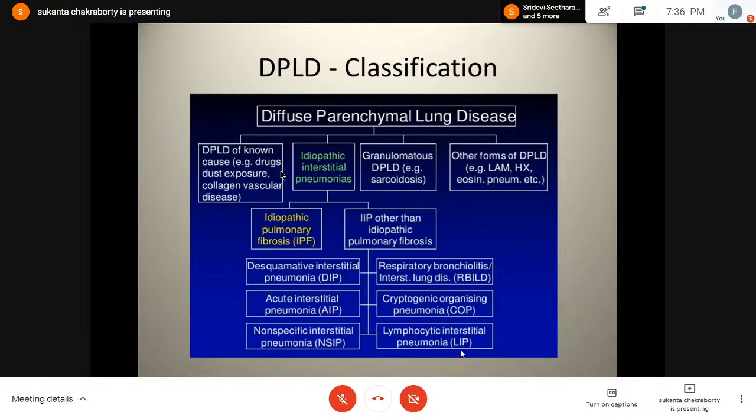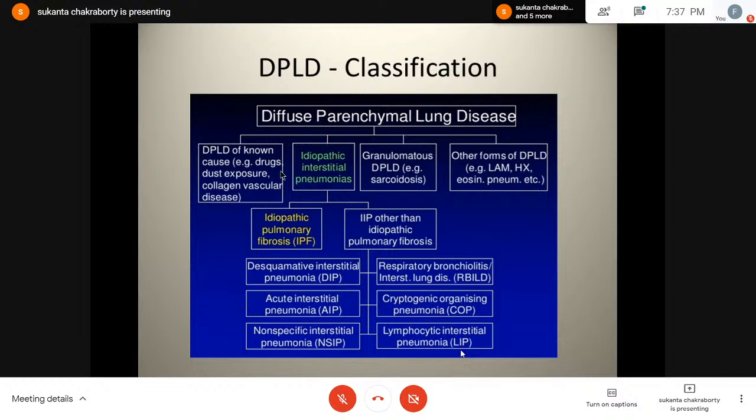This is the most famous, or rather most infamous, group of ILDs: IPF, or idiopathic pulmonary fibrosis. Then there are other IIPs like desquamative interstitial pneumonia, DIP. Later we will see this is strongly associated with smoking, but other subgroups of these IIPs are not that strongly associated with smoking or usually occur in non-smokers.